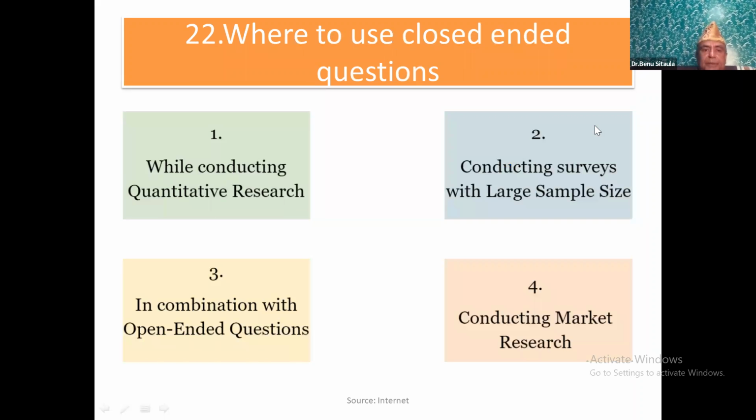Now, these are the places where we can use closed-ended questions. While conducting quantitative research, we can use closed-ended questions. Similarly, when conducting surveys with a large sample size, we use closed-ended questions. And sometimes in combination with open-ended questions in a mixed format, we can use closed-ended questions also. Similarly, in market research, closed-ended questions are used.